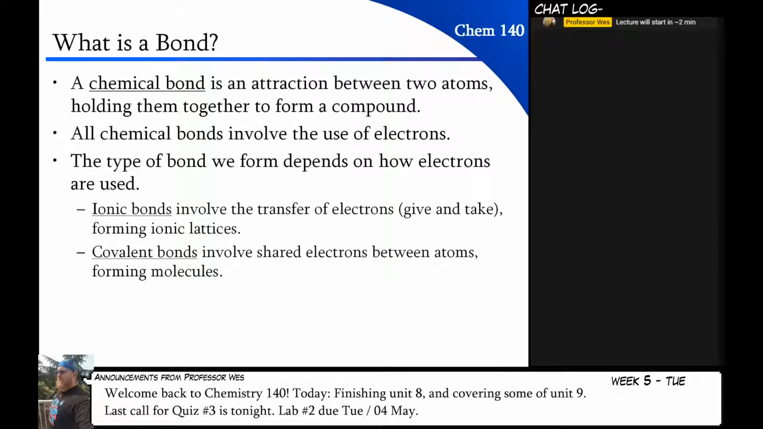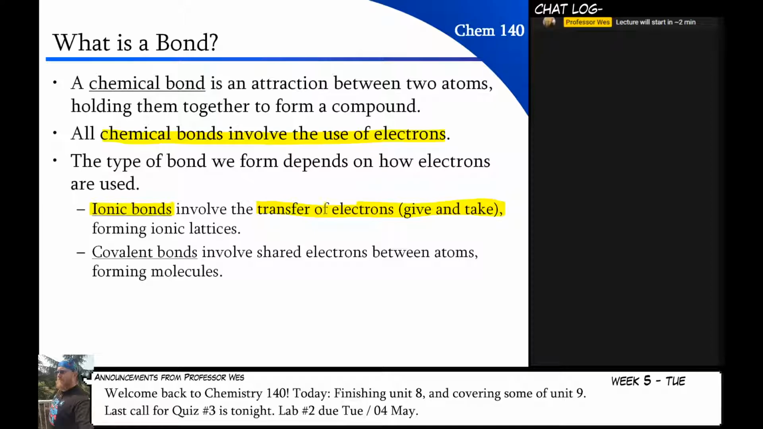Now, all bonds use electrons. Which electrons are used is going to be important, and we're going to discuss that here. How the electrons are used determines what type of bond we form. So an ionic bond will involve transferring electrons from one atom to another. We just give the electron away. This changes the number of electrons and protons we have and creates a charge, and then those charges attract each other.